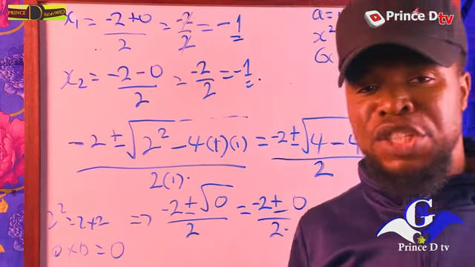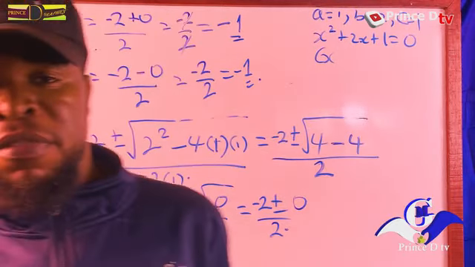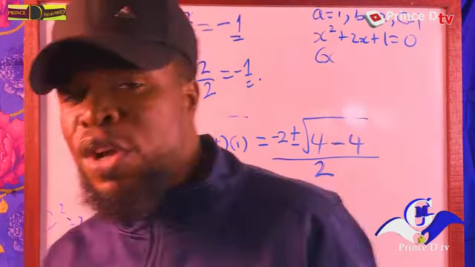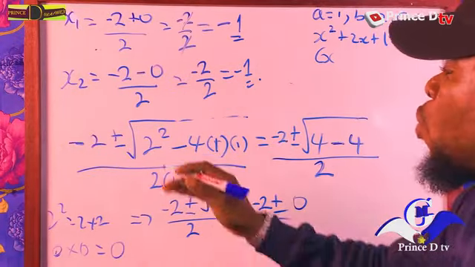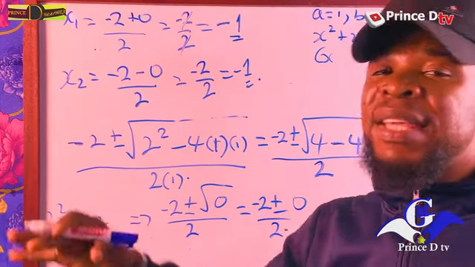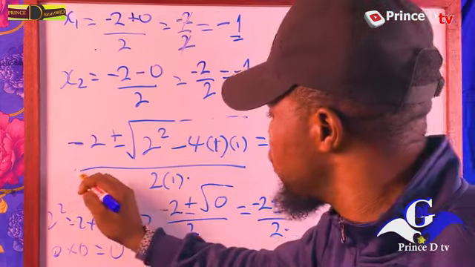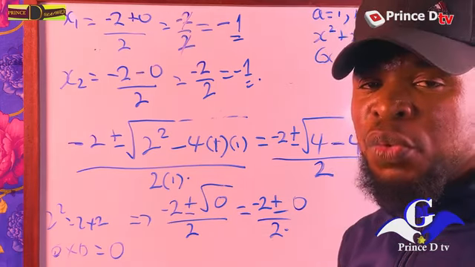So, ladies and gentlemen, that brings us to the end of solving a quadratic equation using the quadratic formula: identify A, B, C, and of course substitute them into the formula. Remember, all of this is being divided by 2a.